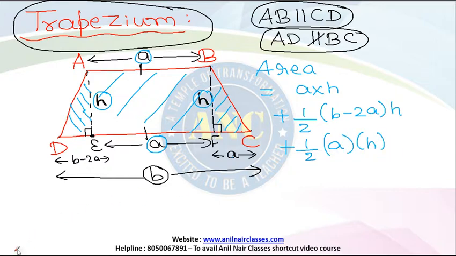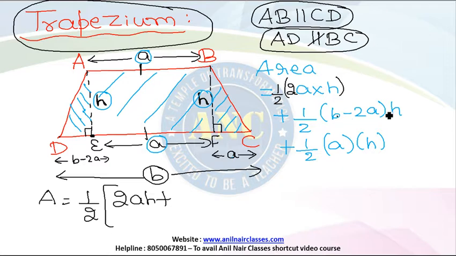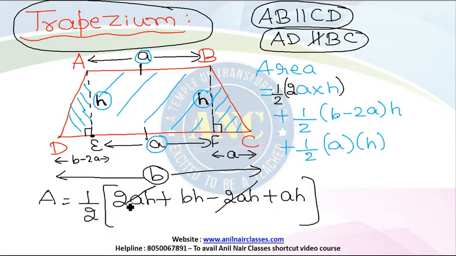If I combine all these things, in these two terms I have half. Here I don't have half, so multiply by half and multiply by 2. So this becomes AH itself. If I take that half common, here it is 2AH, here it is BH minus 2AH, and here it is AH. If I simplify, minus 2AH plus 2AH cancels, AH plus BH, H is the common factor. It will be A plus B into H with this half.